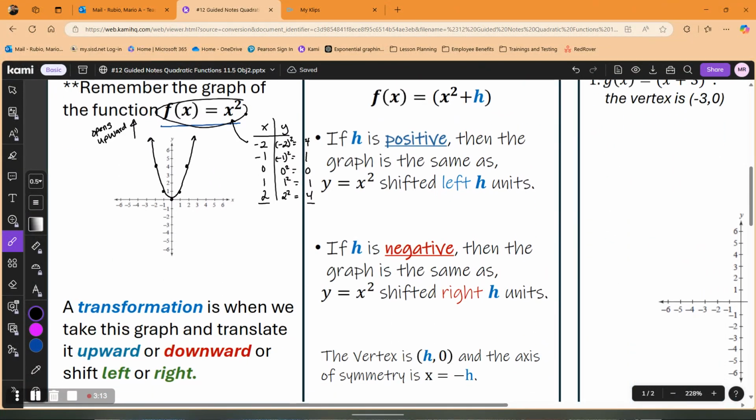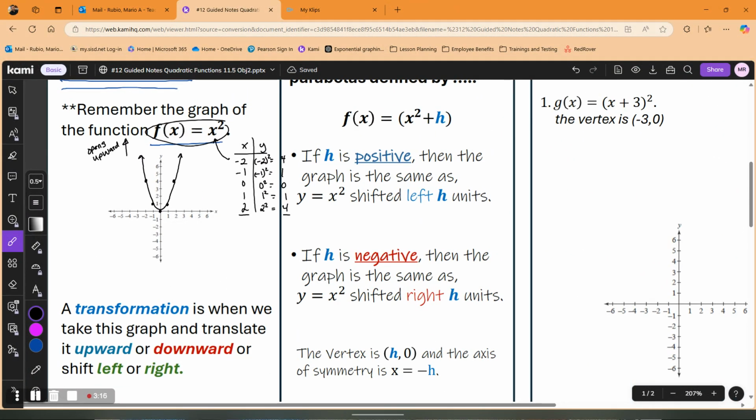A transformation is when we take this graph, x squared, and we translate it upward. So these are the words you need to fill in the blank: upward or downward, or you shift left or right. So we saw the case before where we had f of x equals x squared plus k, where depending on the value of k, you either moved up or down on the graph, right? So now we're going to be looking at these transformations that are going to shift this left or right, okay?